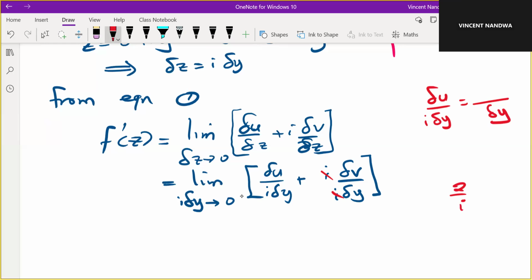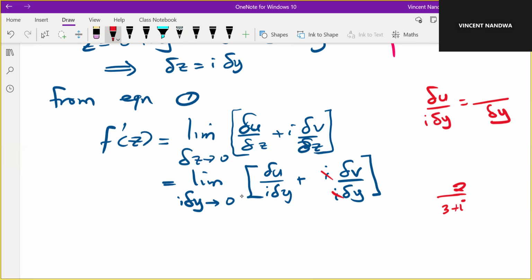Okay, maybe that's a hard question. If I have 2 over 3 plus i, how do I simplify the complex number? Yes, we multiply both the numerator and denominator by the conjugate of the denominator.